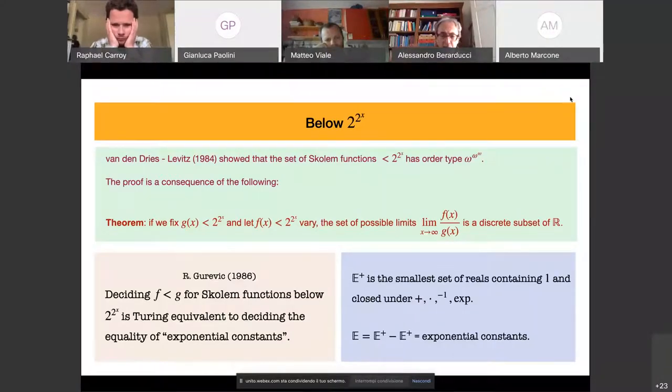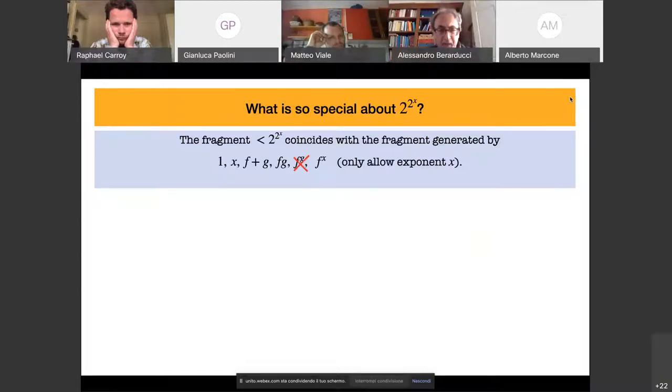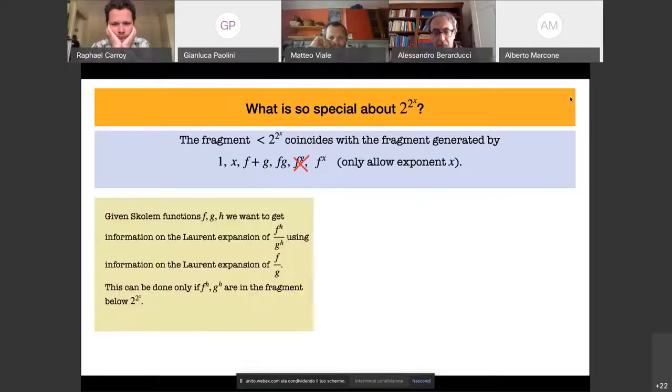So the good results are below 2 to the 2 to the x. Why? What's so special about 2 to the 2 to the x? What is special is that the fragment below 2 to the 2 to the x has a nice syntactic characterization. It just means that you only allow the exponent x in the formation of Skolem functions. You don't allow, for instance, f to the power 2 to the x. You only allow f to the x. But then, of course, it's still complicated because you can take x plus 1 to the x plus x, and everything to the x again, plus another expression of that kind, and the same thing to the x. But anyway, it's much simpler.